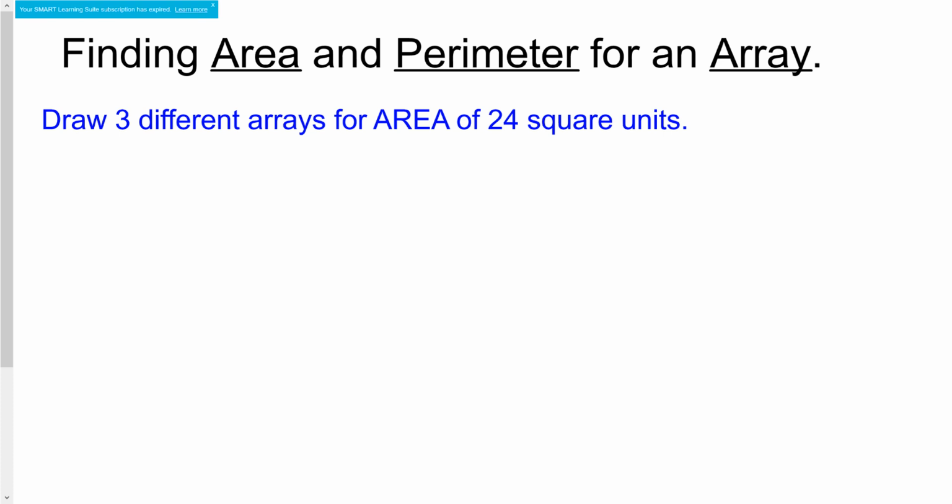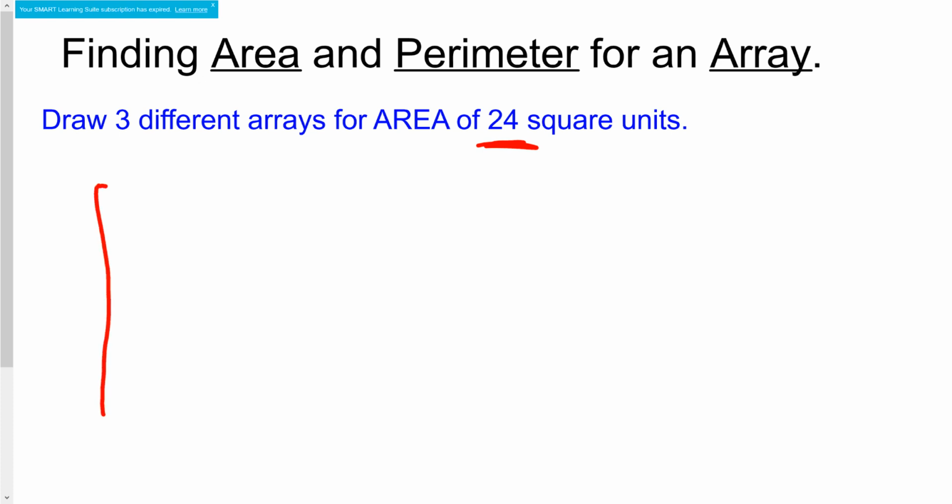So we are going to look at how to find the area and perimeter for an array. Now my directions say to draw 3 different arrays for an area of 24 square units. So the first thing I need to do is draw the arrays themselves. I'm thinking about 24 and what multiplies? What can I draw that makes 24?